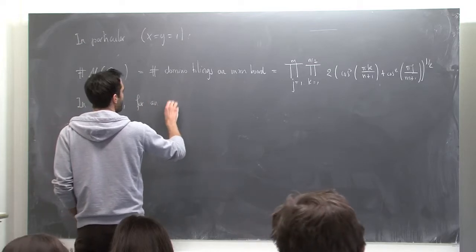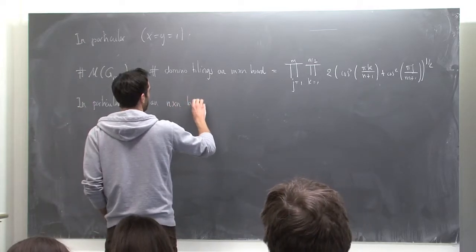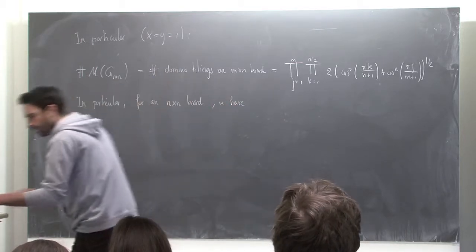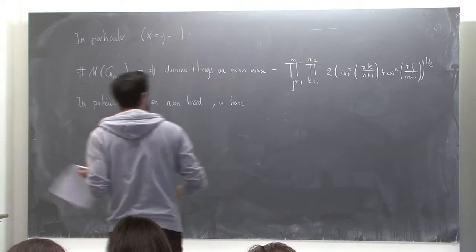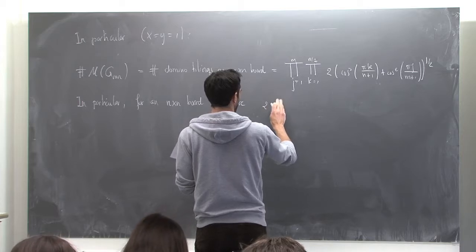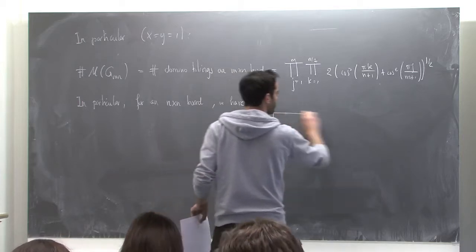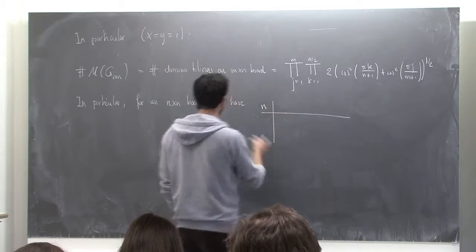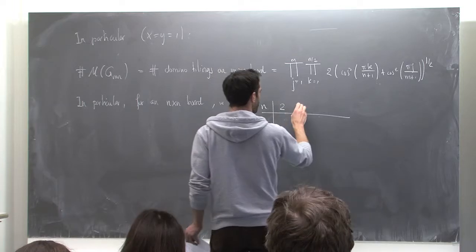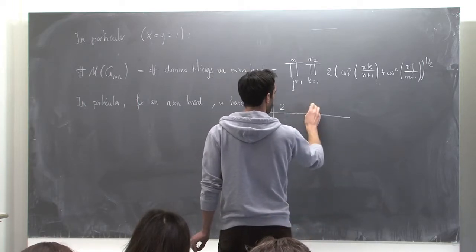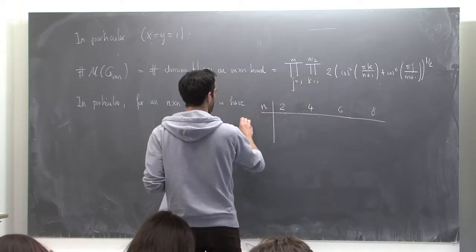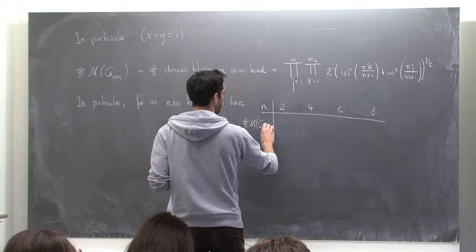For an n times n board, we have... so let's just put it this way. I'm going to set n. I want, of course, n to be even, right? If it's odd, we have 0. So you have n = 2, 4, 6, 8. And here are the number of perfect matchings, or of domino tilings.